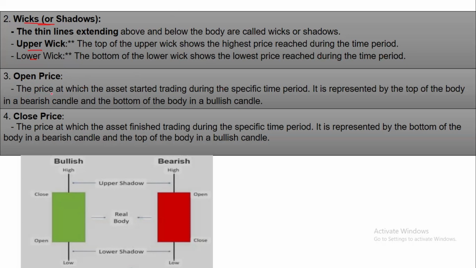The third component a candlestick has is the opening price, the price at which the asset started trading during the specific period. It is represented by the top of the body of a bearish candle and the bottom of the body of a bullish candle. Do you understand? I'll give the pictorial example and explain it, right?